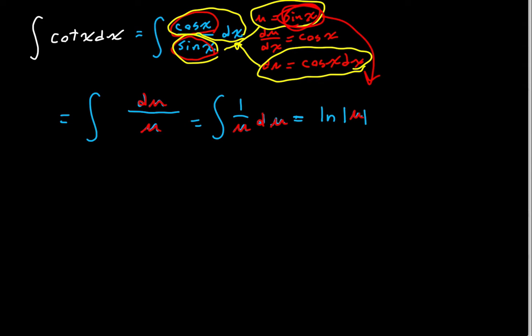Okay, natural log of u. We're just going to plug in what u actually is in terms of x. What it is in terms of x is going to be the natural log of what was u? That was sine of x, so the natural log of the absolute value of sine of x. That's going to be the antiderivative of the function cotangent of x.